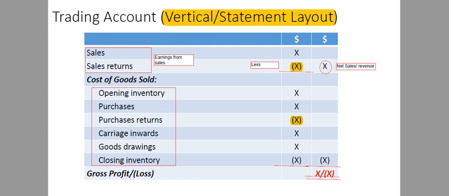closing inventory. I think we missed something, so let's put the minus the brackets with the goods drawings also, because this is also to be subtracted. We missed that. So goods drawing is also a minus. Just bear with us for a second. So this is also a minus. So you see there are three minuses in this calculation. So you can highlight those three minuses.